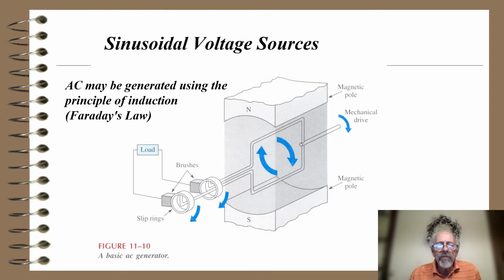How do we generate sine waves? One of the easiest ways is to use an AC generator. AC may be generated using the principle of induction. That's Faraday's law. This shows a magnet with a north and south pole, so there would be magnetic lines of force between them, and a loop of wire which is being rotated. A mechanical drive causes that loop to rotate within this magnetic field. Two slip rings allow the generated voltage to go through a load, and the loop is being turned in a clockwise direction.